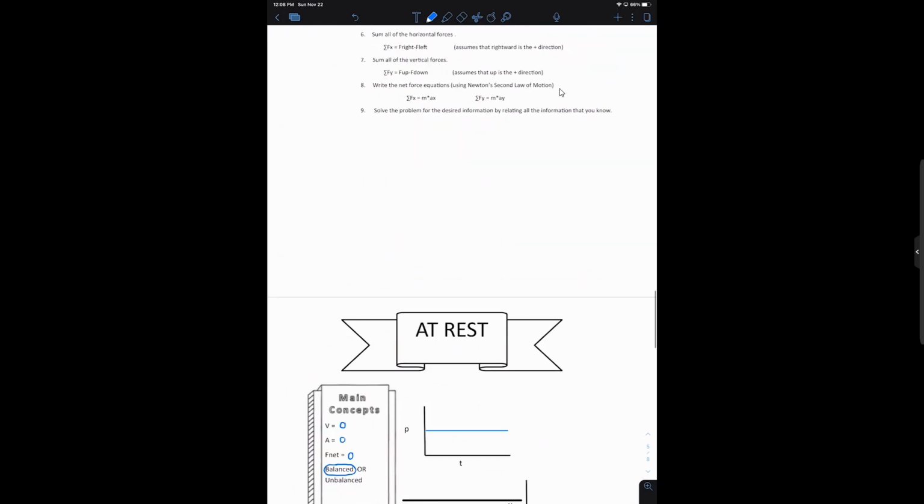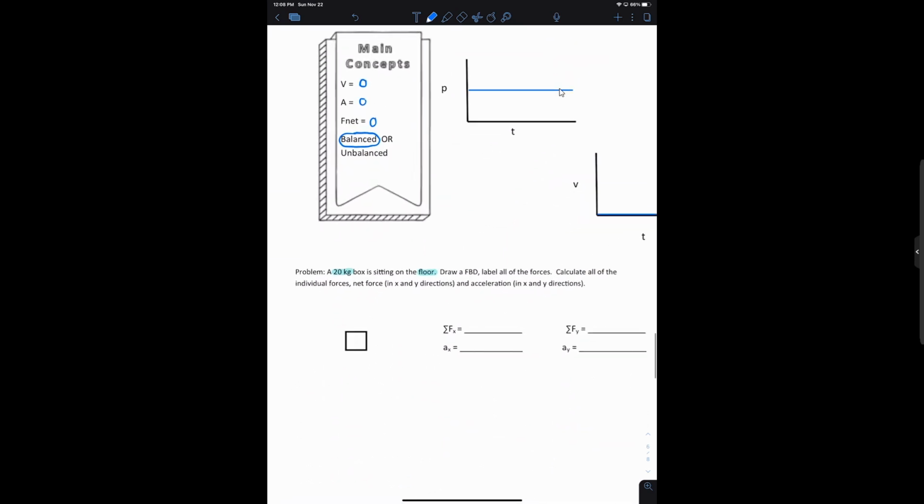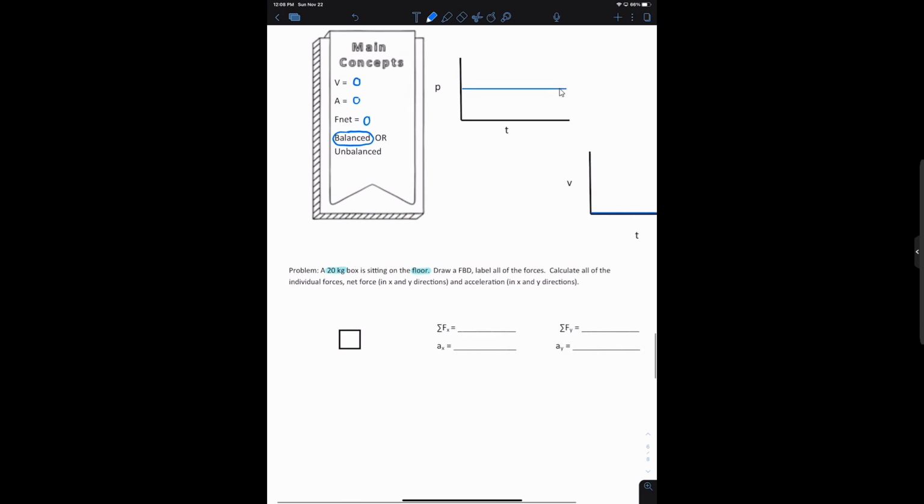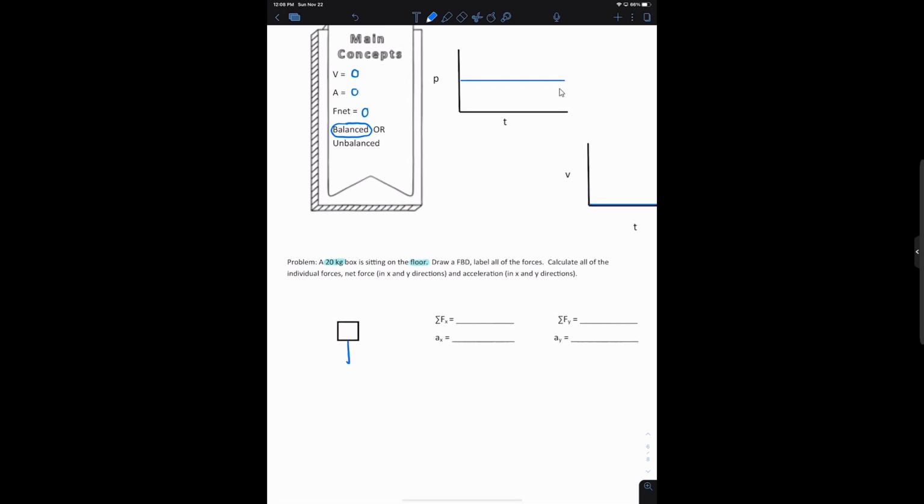Okay. So this one, we're going to first identify all the forces that we have. So we have an object sitting on the floor. So it's got F gravity pointing down. We have it sitting on the floor, so it must have a normal force. So F norm pointing up. And that's all that we've got. It's just sitting there on the floor. It's not being pushed. It's not being pulled. It's not moving. So that's all we have.